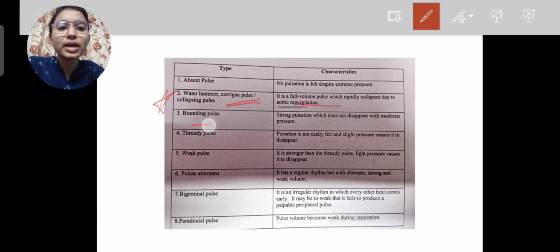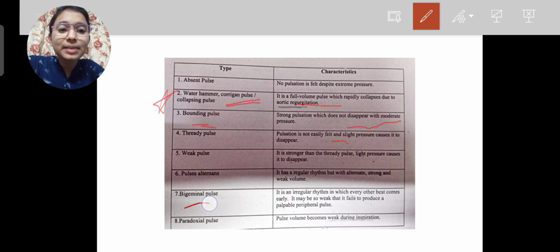Then a bounding pulse. What is a bounding pulse? A strong pulsation that does not disappear with moderate pressure. That is the bounding pulse. Then the thready pulse, in which the pulsation is not easily felt. Thready means like a thread. Then the weak pulse, which is stronger than the thready pulse, but it is very fragile. The pulse is not felt easily.